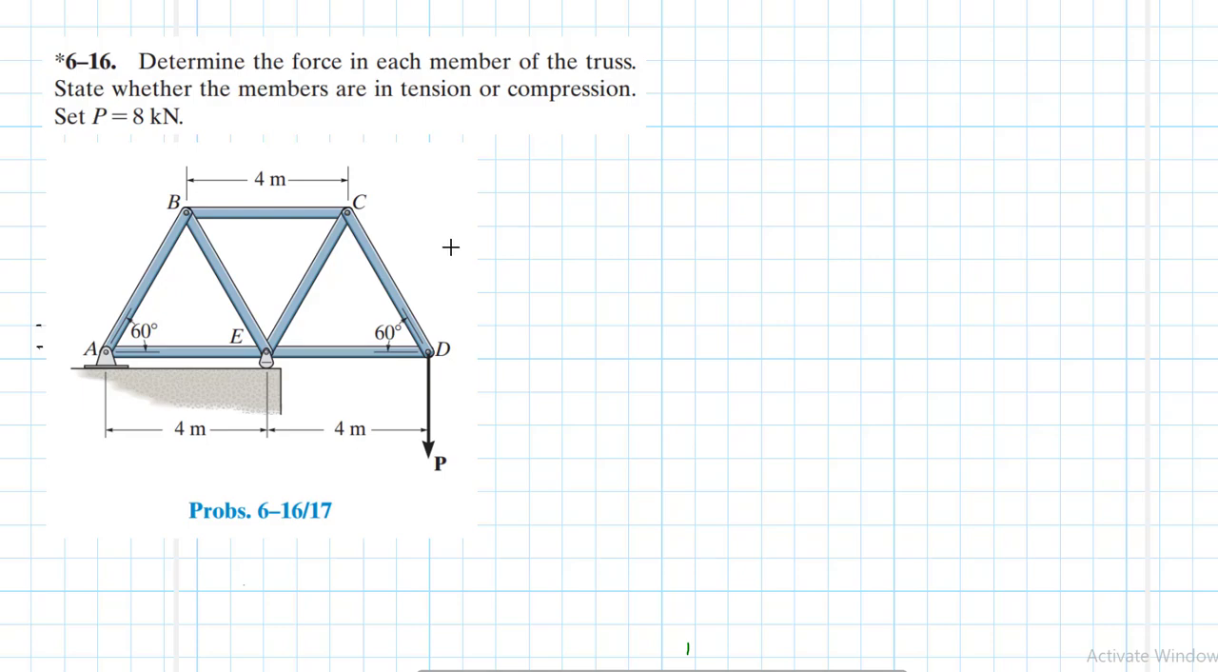The problem reads: determine the force in each member of the truss, state whether the members are in tension or compression, set P equal to 8 kilonewtons. This problem is coming from the Engineering Mechanics Statics textbook by R.C. Hibbeler. The geometry of this particular truss is symmetrical about its axis.